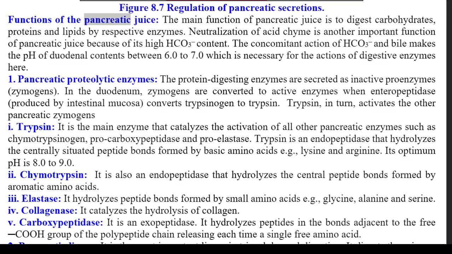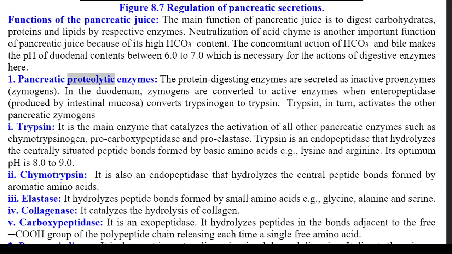Functions of the pancreatic juice. The main function of pancreatic juice is to digest carbohydrates, proteins, and lipids by respective enzymes. Neutralization of acid chyme is another important function of pancreatic juice because of its high HCO3 content. The concomitant action of HCO3 and bile makes the pH of duodenal contents between 6.0 and 7.0, which is necessary for the actions of digestive enzymes here.